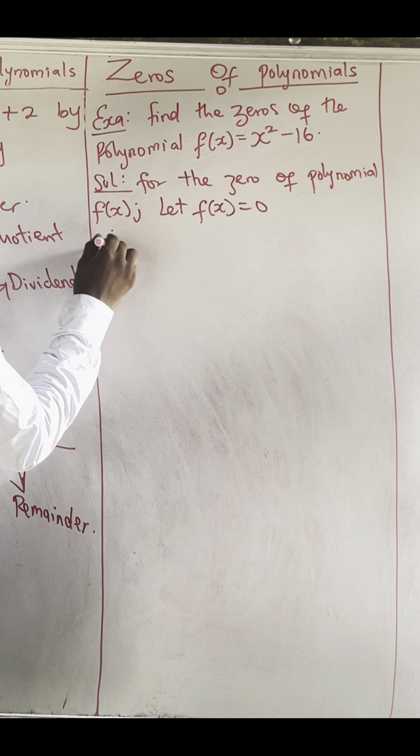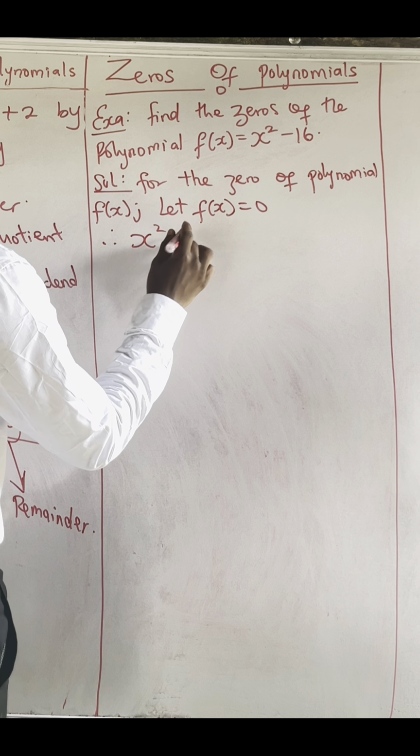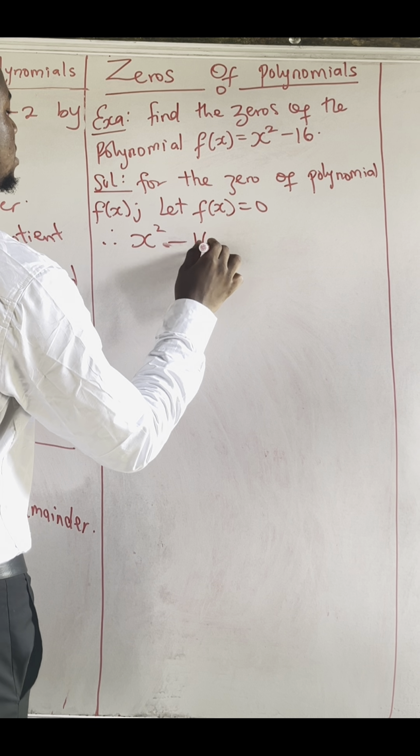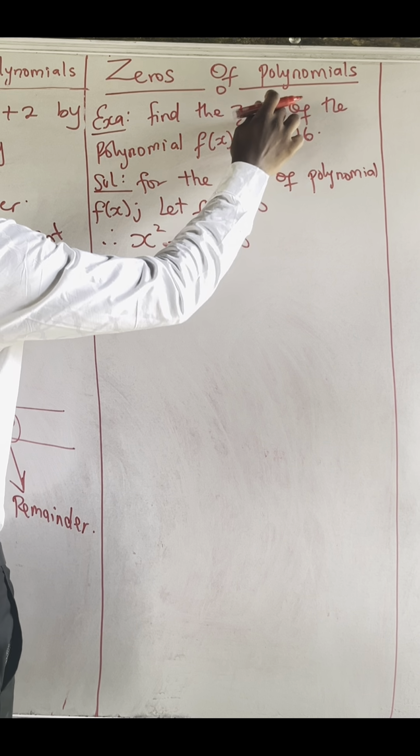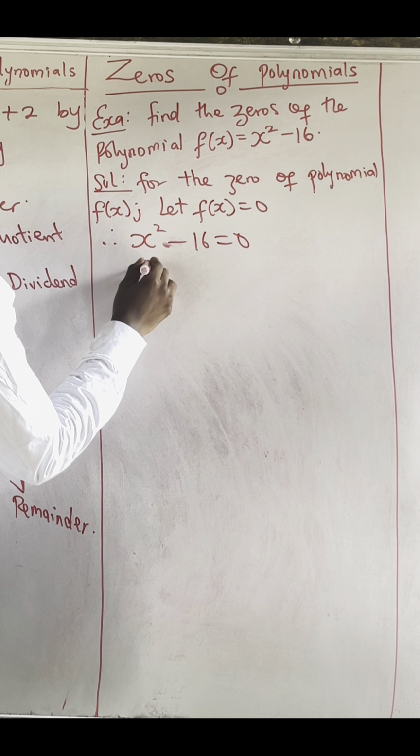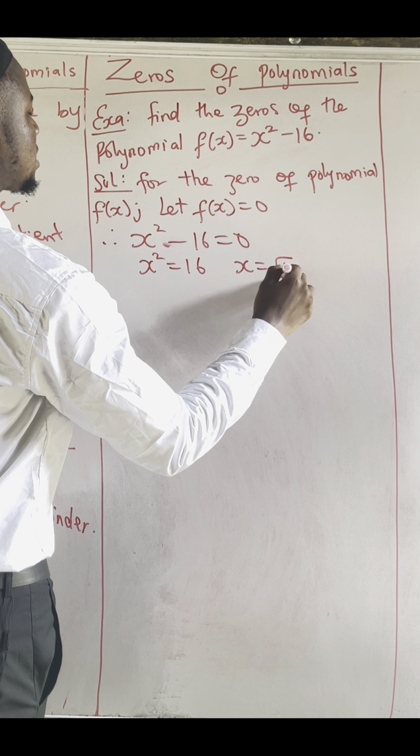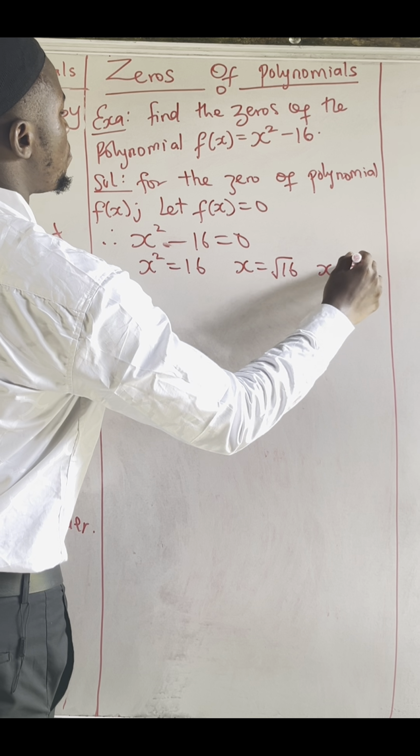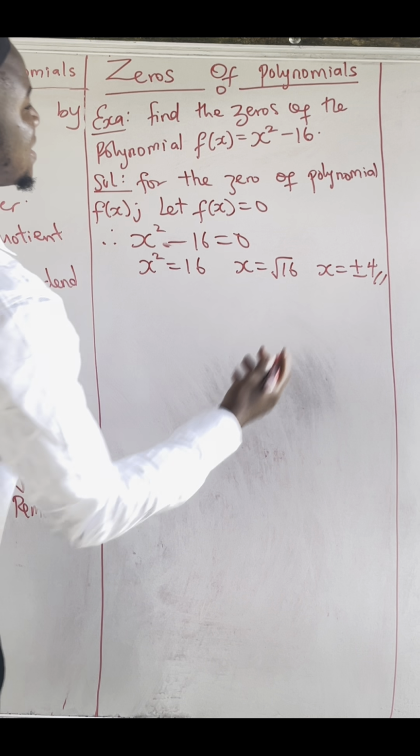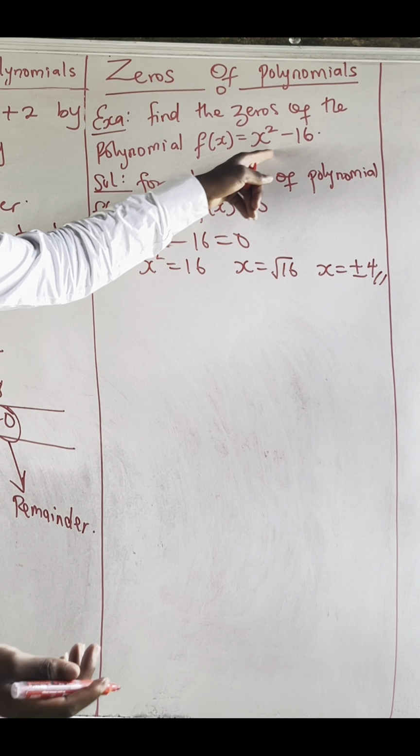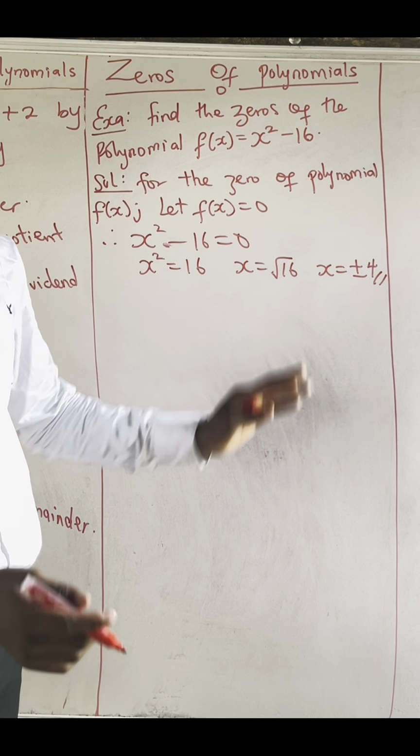So therefore, x squared minus 16 is equal to 0. That is, f of x, which is x squared minus 16, equals 0. That is, x squared is equal to 16, x is equal to root 16, and x is equal to plus or minus 4. So the zeros of the polynomial of this f of x are plus or minus 4. That is that.